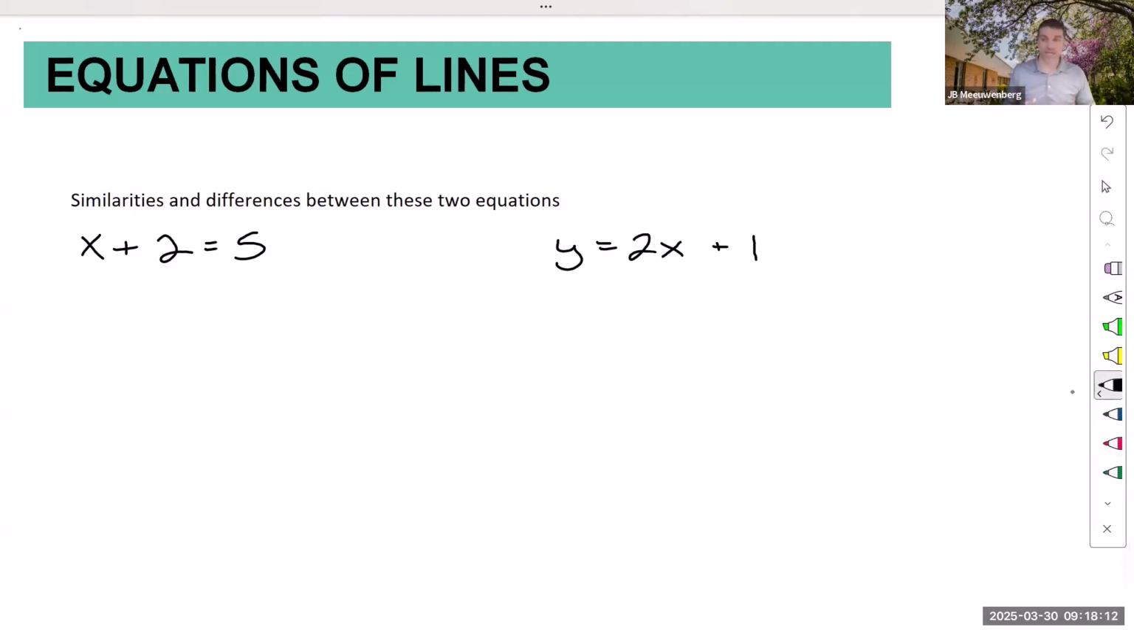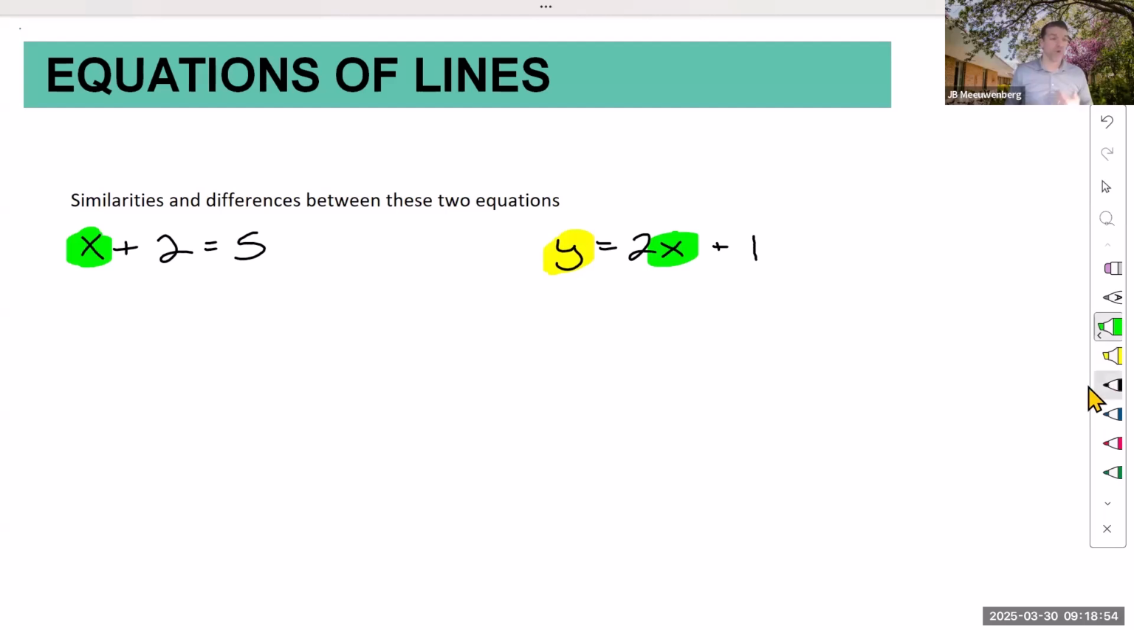When I do this exercise in a face-to-face class, a lot of times my students will shout out, well, they both have equal signs. They both have plus signs. They both have an X, if we're just looking at similarities. They're both equations. If they talk about differences, one of the things that they always point out is that the one on the left has just one variable, just an X, and the one on the right has two variables. It has an X and it has a Y. That right there is the primary difference between these two equations that actually matters.